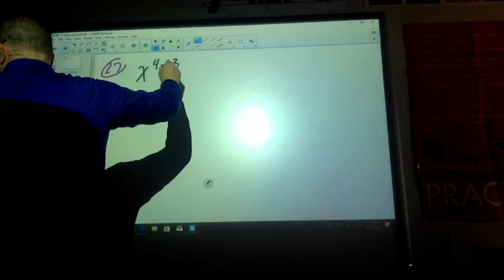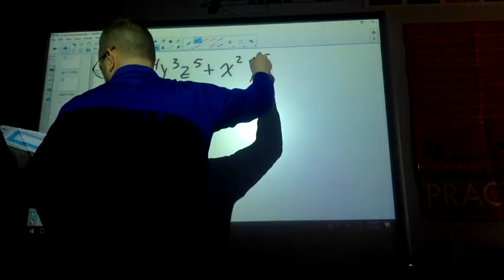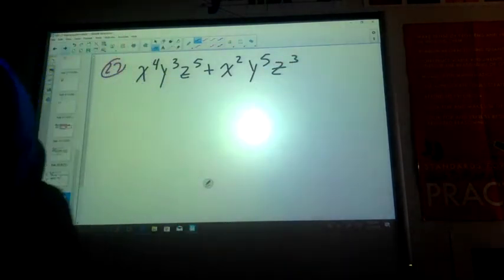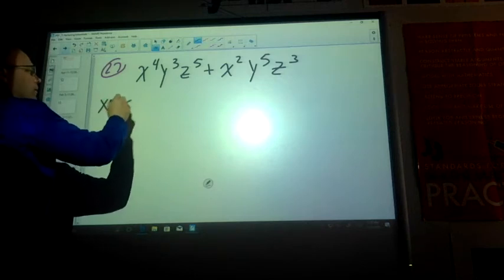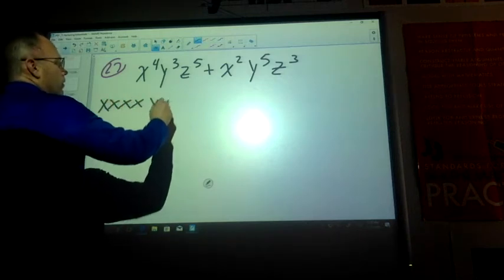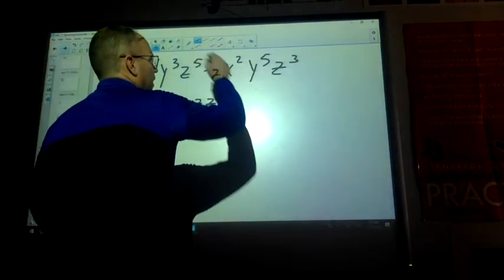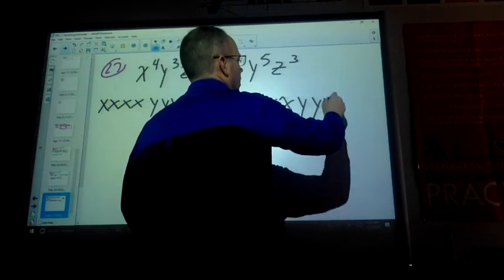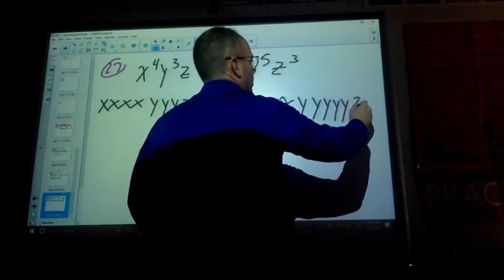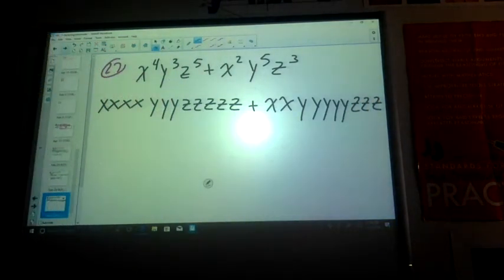x to the fourth y cubed z to the fifth plus x squared y to the fifth z cubed. So we just got letters. Okay. So 2, 3, 4. 1, 2, 3. 1, 2, 3, 4, 5. Plus 1, 2, 1, 2, 3, 5. 1, 2, and 3. Does that look okay? Kind of looks silly going that far out, but if you get the right answer, you'd be all right.